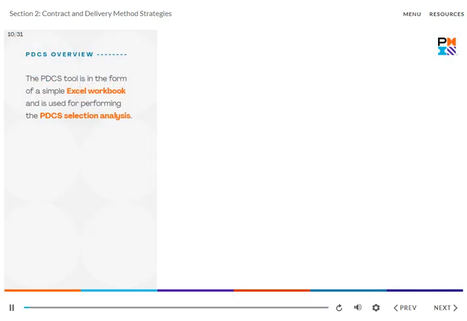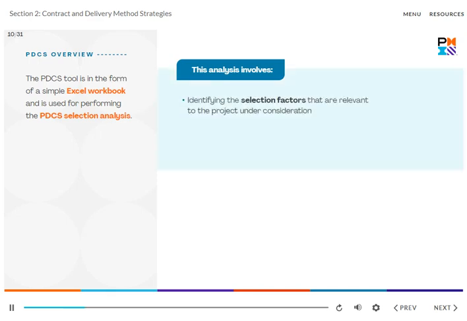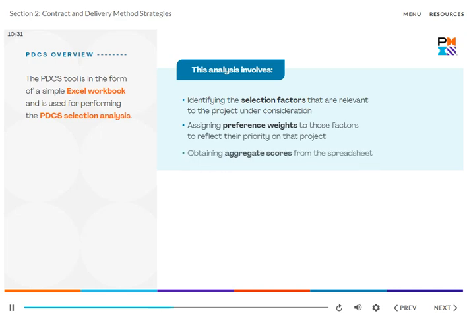The PDCS tool is in the form of a simple Excel workbook and is used for performing the PDCS selection analysis. This analysis involves identifying the selection factors that are relevant to the project under consideration, decision objectives that are aligned with the owner's overall project objectives and other success parameters for the particular project, assigning preference weights to those factors to reflect their priority on that project, and obtaining aggregate scores from the spreadsheet.